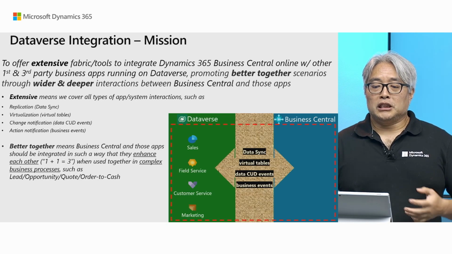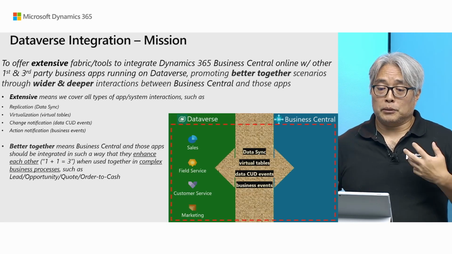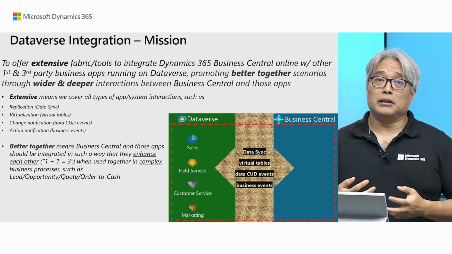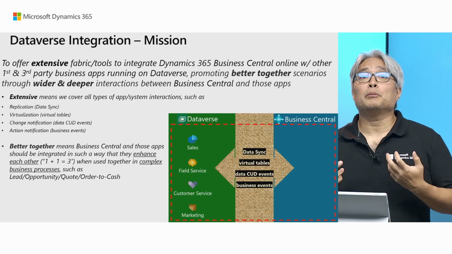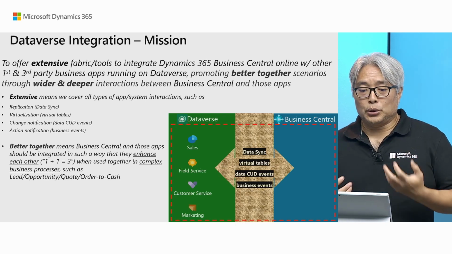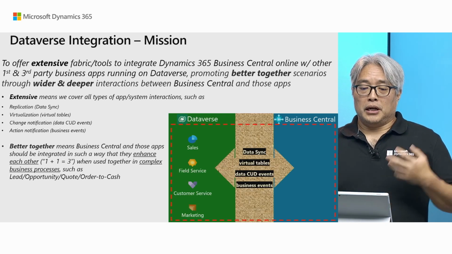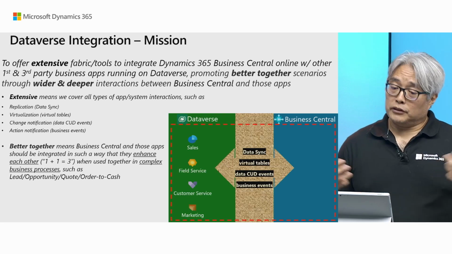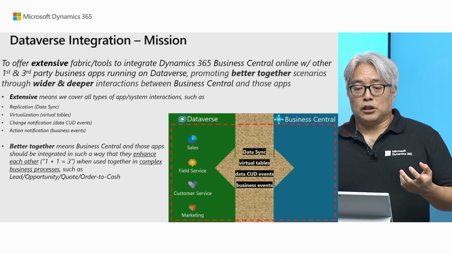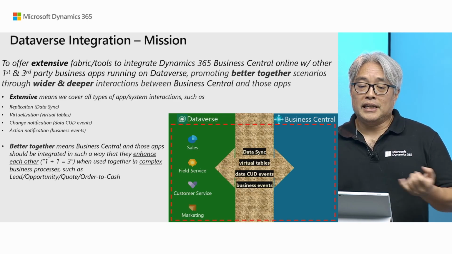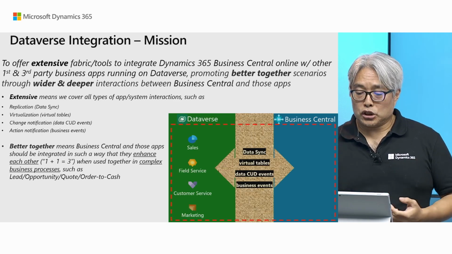Better together means Business Central and all those first and third-party business apps should be integrated in such a way that they enhance each other, fulfilling the proverbial 1 + 1 = 3 when used together in complex business processes. For example, business processes that often use this integration are lead, opportunity, quote, or order to cash.